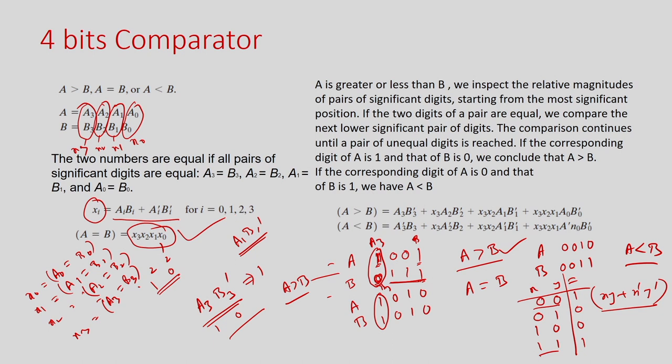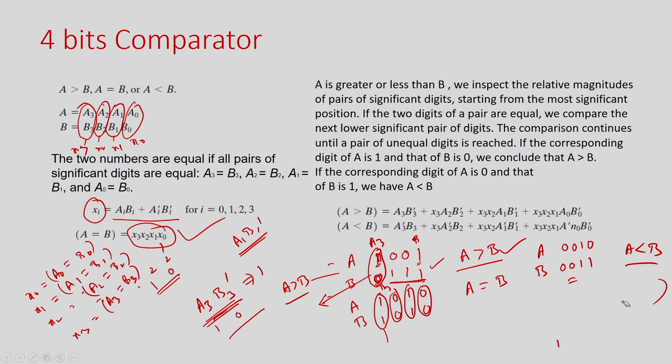So, now, this will hold here, right? Then it will hold here. In this case, in first instance itself, X3 will not hold, but A3 B3 bar, this will hold, so this is greater than. And in my this example, X3 will hold, right? Because here X3 will hold, X2 will hold, X1 will also hold because they are all equal, and X0 will not hold, right? This will not hold, right?